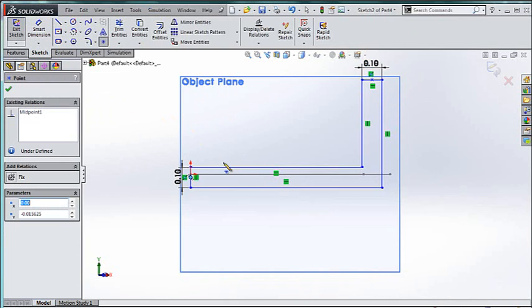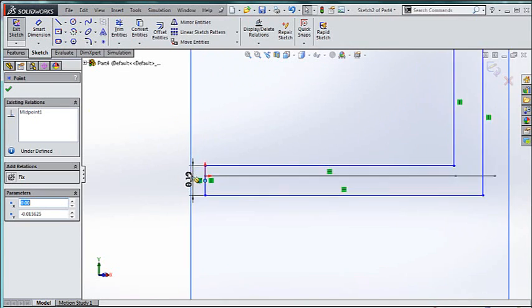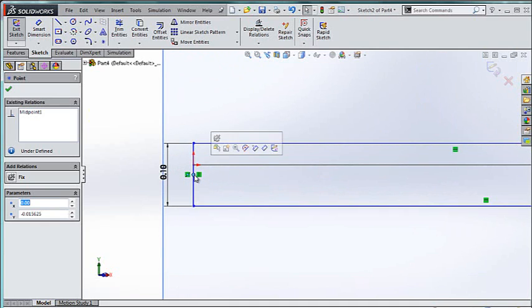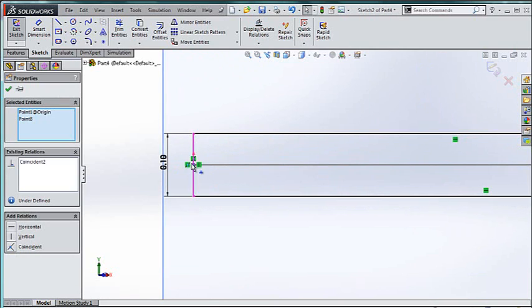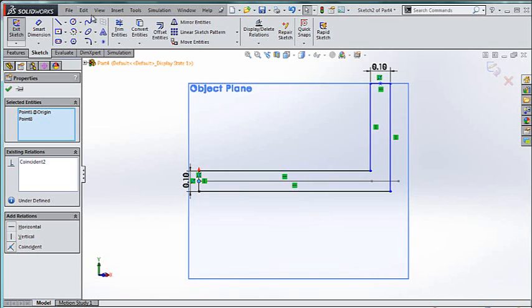Now, a couple of other things I want to do is deselect point or hit escape. I'm going to zoom in a little bit. I'm going to select that midpoint and then select the origin, holding the shift key or the control key. Control key is better. And now I'm going to make those coincident. What that's doing is centering us right there on the origin. I'm going to hit F to make everything fit nicely.